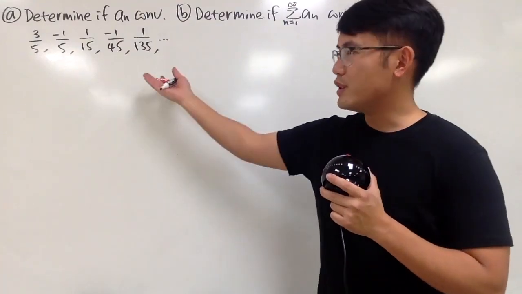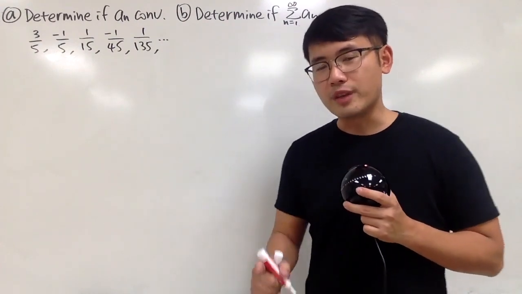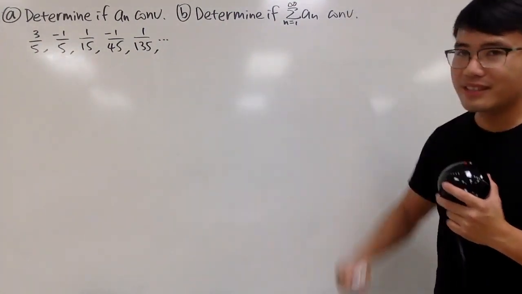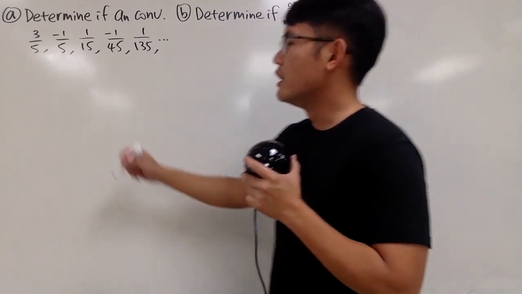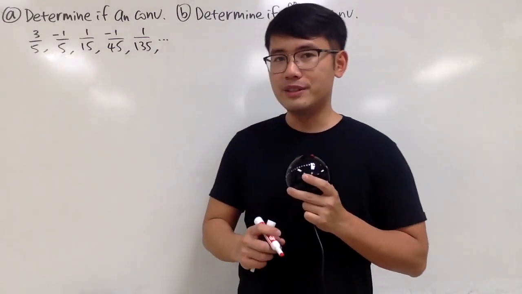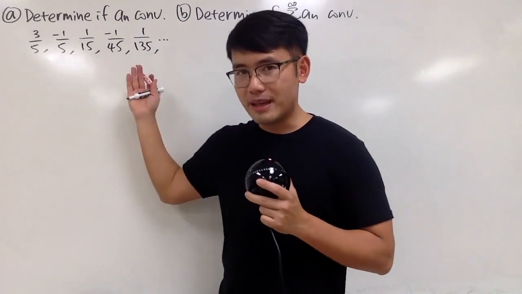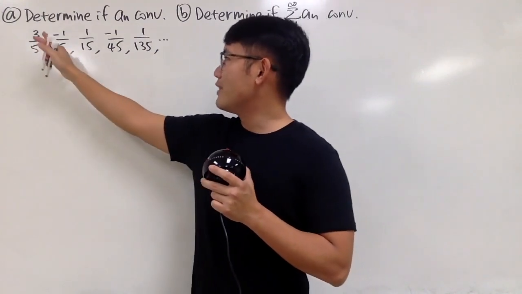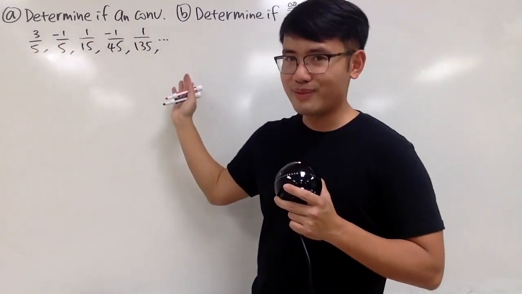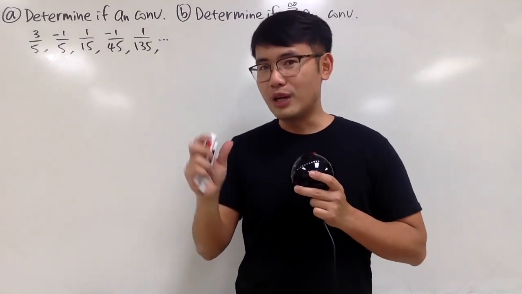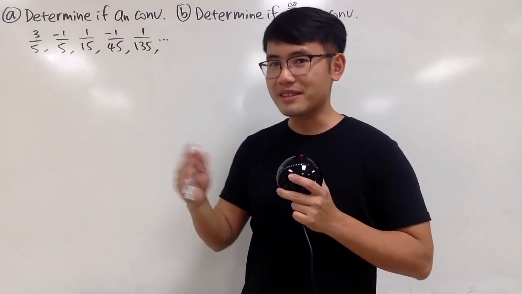Okay, we are given this sequence, and we'll first see if the sequence converges or not, and then we'll see if the series converges or not. So here we go. Let's come up with the explicit formula first. If you look at these numbers, we have positive, negative, and so on, so it's kind of alternating. So be sure you have (-1) to the nth power or something like that.